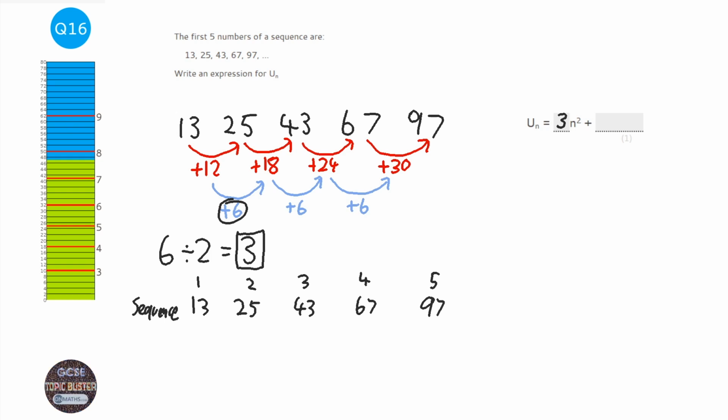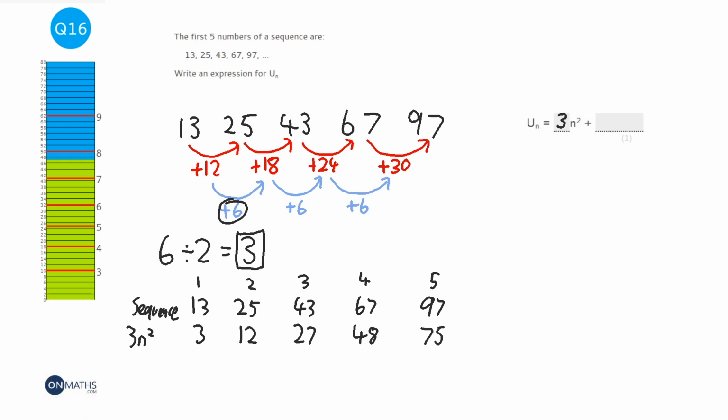And we're going to write out the 3n squared, which we've just discovered. Now, that means we just square the sequence number and then times by 3. So 1 squared is 1, times 3 is 3. 2 squared is 4, times 3 is 12. 3 squared is 9, times 3 is 27. 4 squared is 16, and times that by 3 is going to be 48. 5 squared is 25, times 3 is 75.